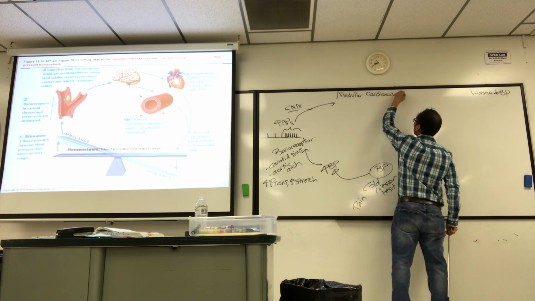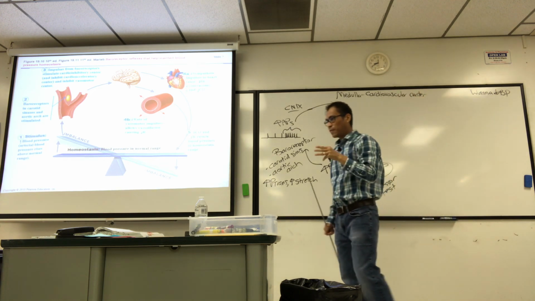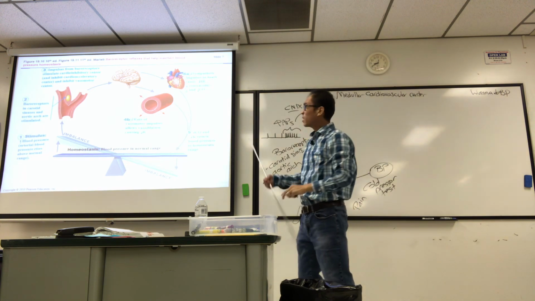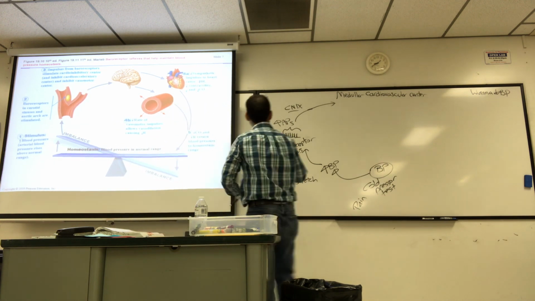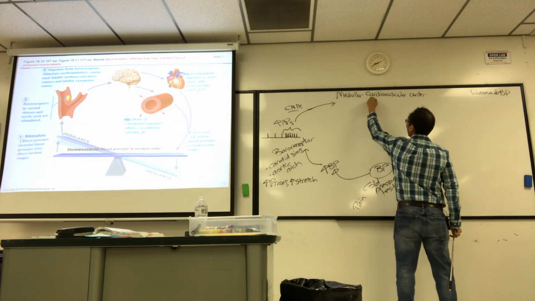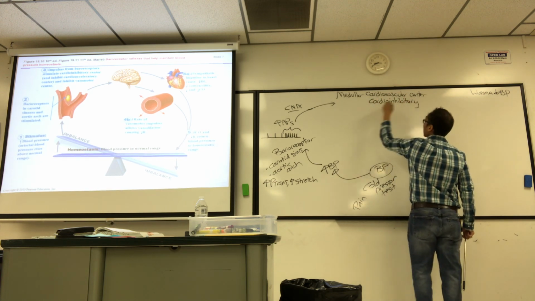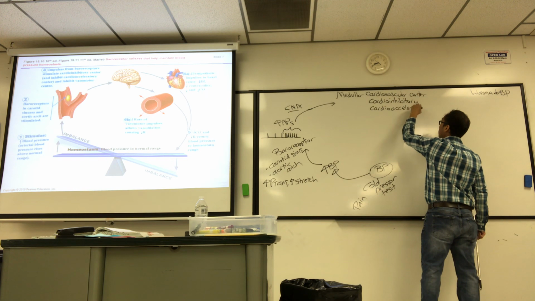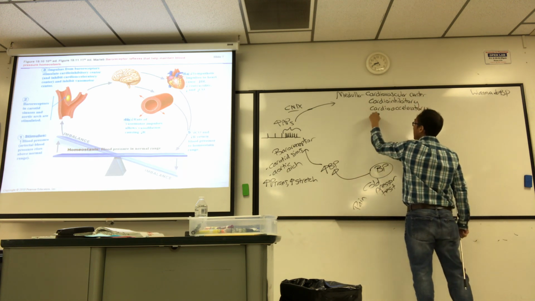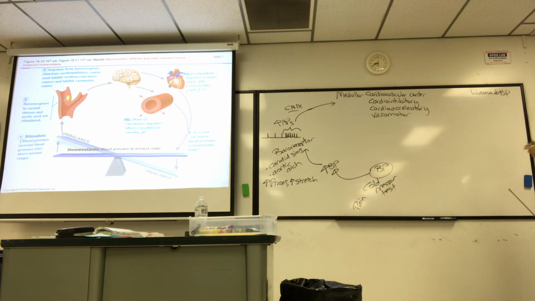Cardiovascular center. Now, there are 3 centers within there that help control heart and blood vessels. And they're listed here. Cardio inhibitory, cardio acceleratory, and the vasomotor center. So you got cardio inhibitory, cardio acceleratory, and then vasomotor. Okay, think of these as 3 subcenters in this cardiovascular center.